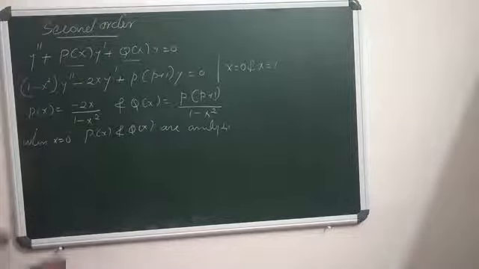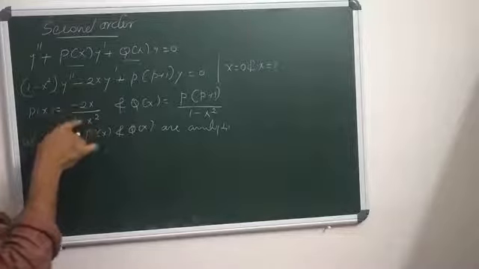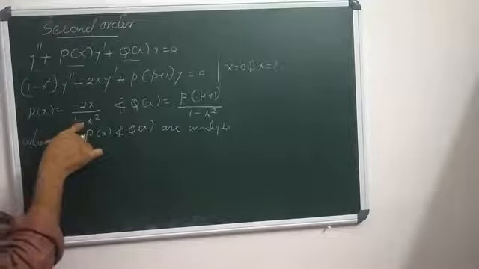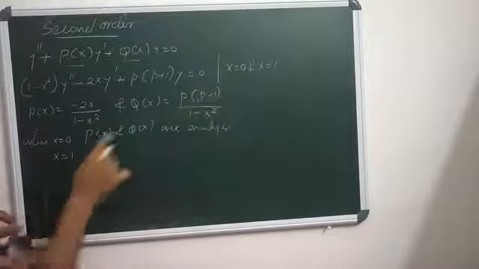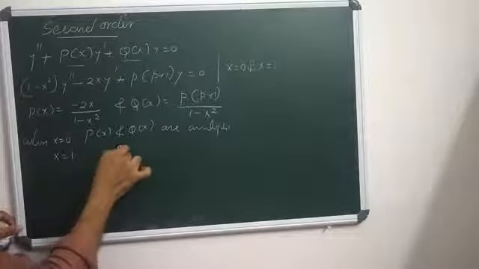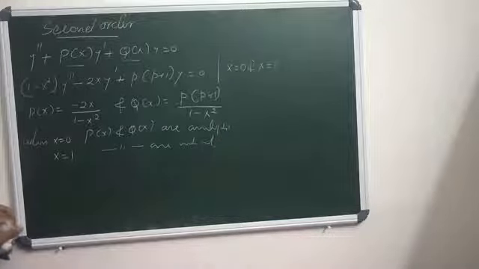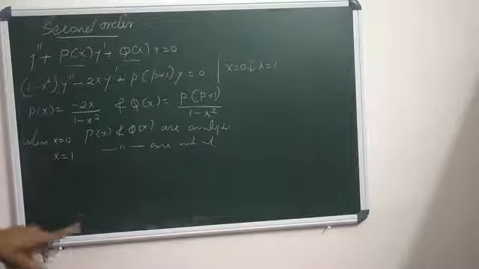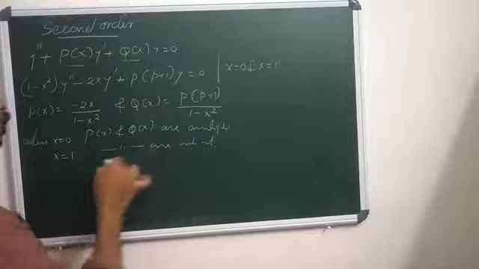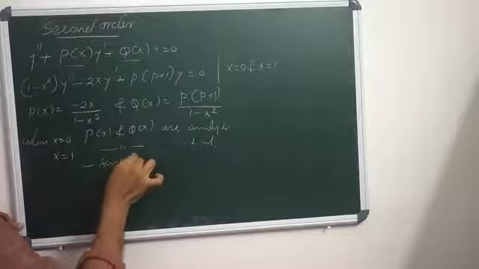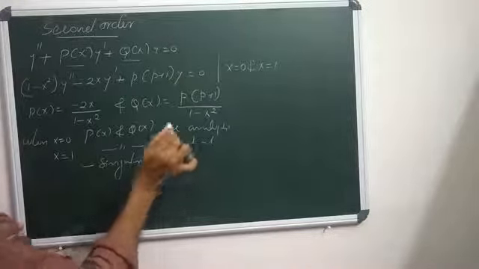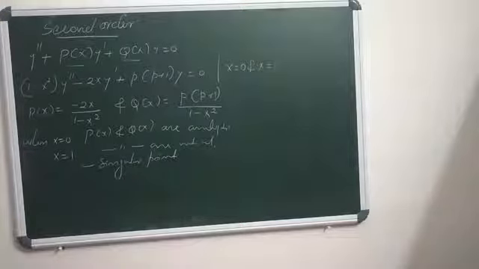Clear? When x equals 1, what happens here? When x equals 1, what is p of x? That does not exist: minus 2x by 1 minus 1. What is q of x? Does not exist. Meaning at x equals 1, p of x and q of x are not analytic. They fail to be analytic, meaning x equals 1 is not an ordinary point. So x equals 1 is a singular point. Okay, so clear, x equals 0 is an ordinary point, x equals 1 is a singular point.